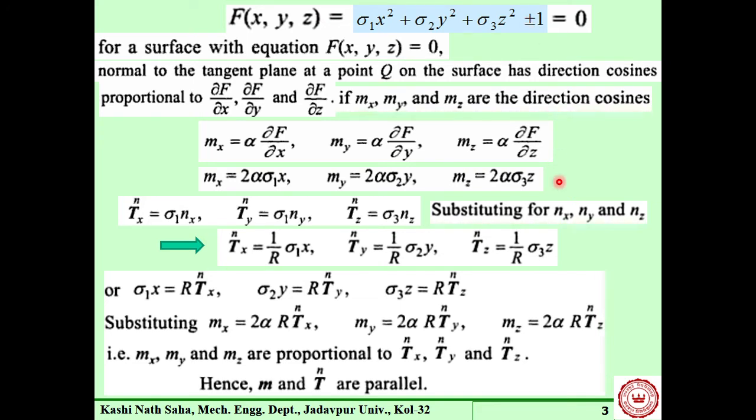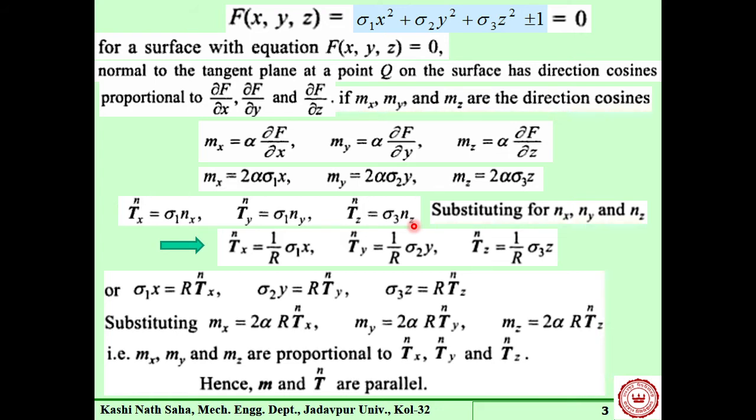Now, what are this Tx, Ty and Tz? Here, sigma 2. Okay, that is true. So this Tx, Ty and Tz, we can say they are equal to sigma 1 nx, sigma 2 ny, sigma 3 nz. You agree? This is true.